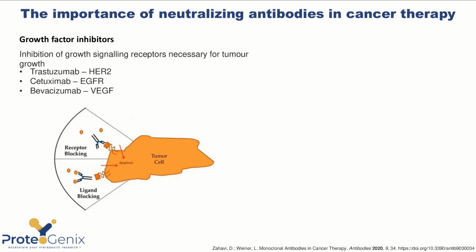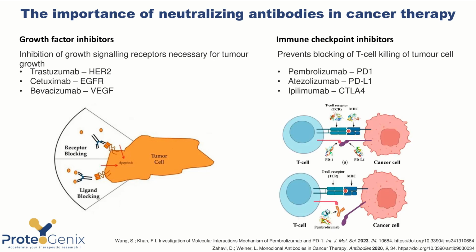Many such approved therapeutic monoclonal antibodies are growth factor inhibitors, such as this, which can have a direct effect at inducing apoptosis by blocking such interactions. Some examples being trastuzumab, the HER2 binder, cetuximab, the EGFR binder, or bevacizumab, which binds VEGF to impede angiogenesis.